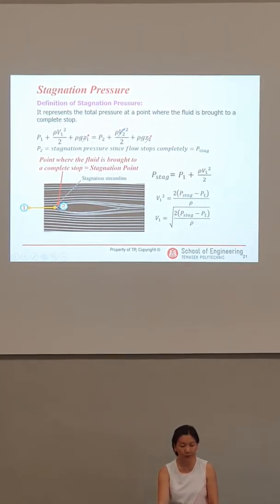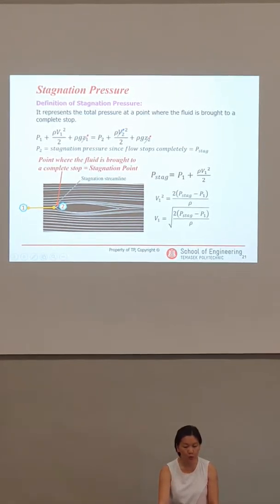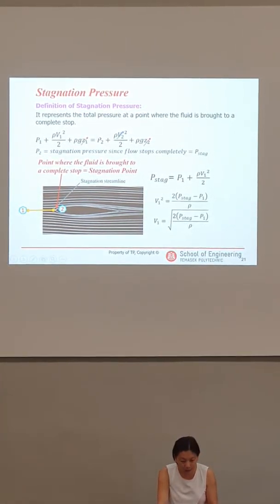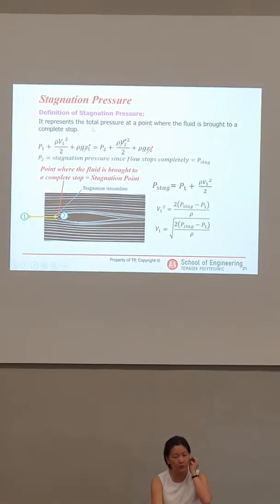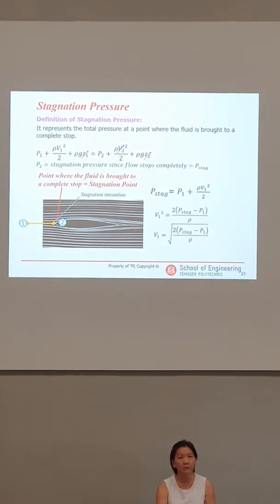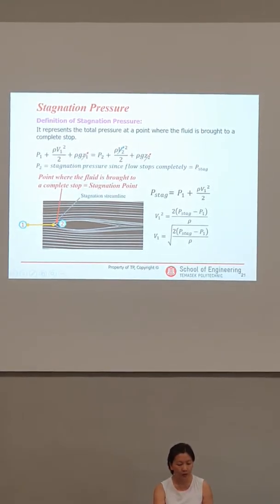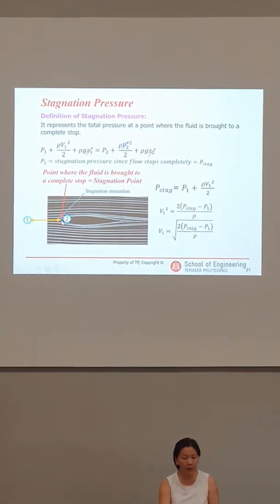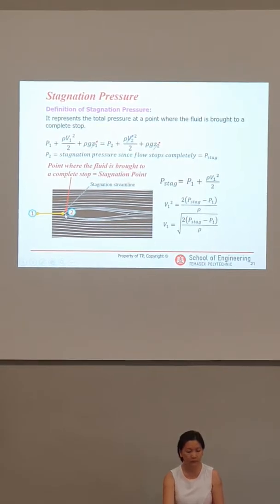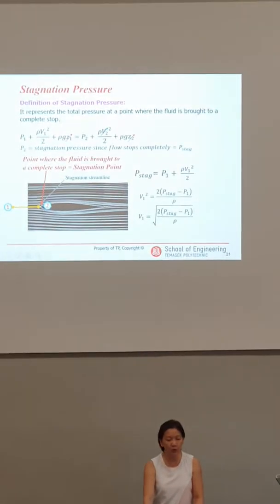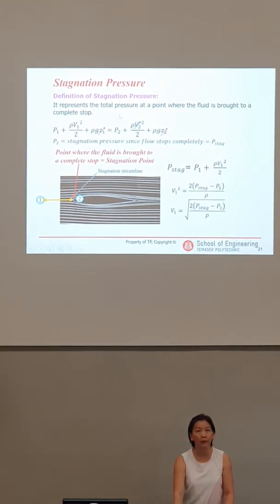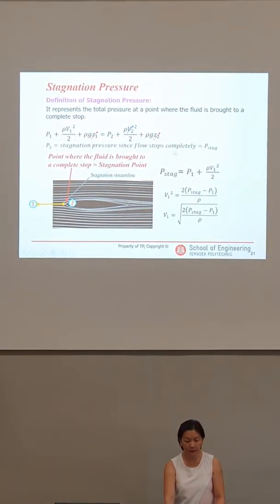Stagnation point. Can you write somewhere: stagnation point, V is equal to 0? Common MCQ question. I've said it again already: at the stagnation point, the velocity is 0. So you can just put V equals 0 somewhere, just to remind yourself.